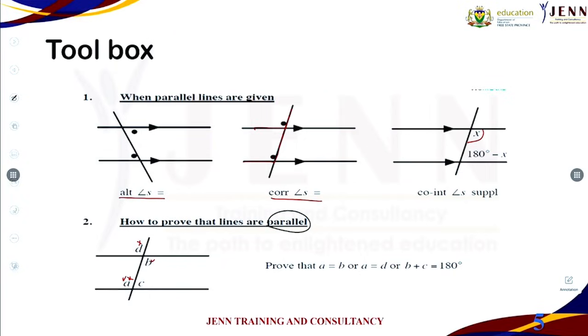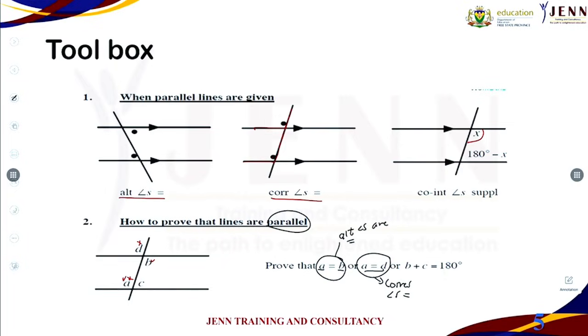You can either prove that angle A and B are equal. Now when you look at angle A and B, they are alternating, or you can prove that angle A and D are equal. When you prove that angle A and D are equal, it means you are proving corresponding angles. Now these two are what? They are alternating angles. So you must prove that alternating angles are equal, or you must prove that corresponding angles are equal. That's how you prove that lines are parallel.